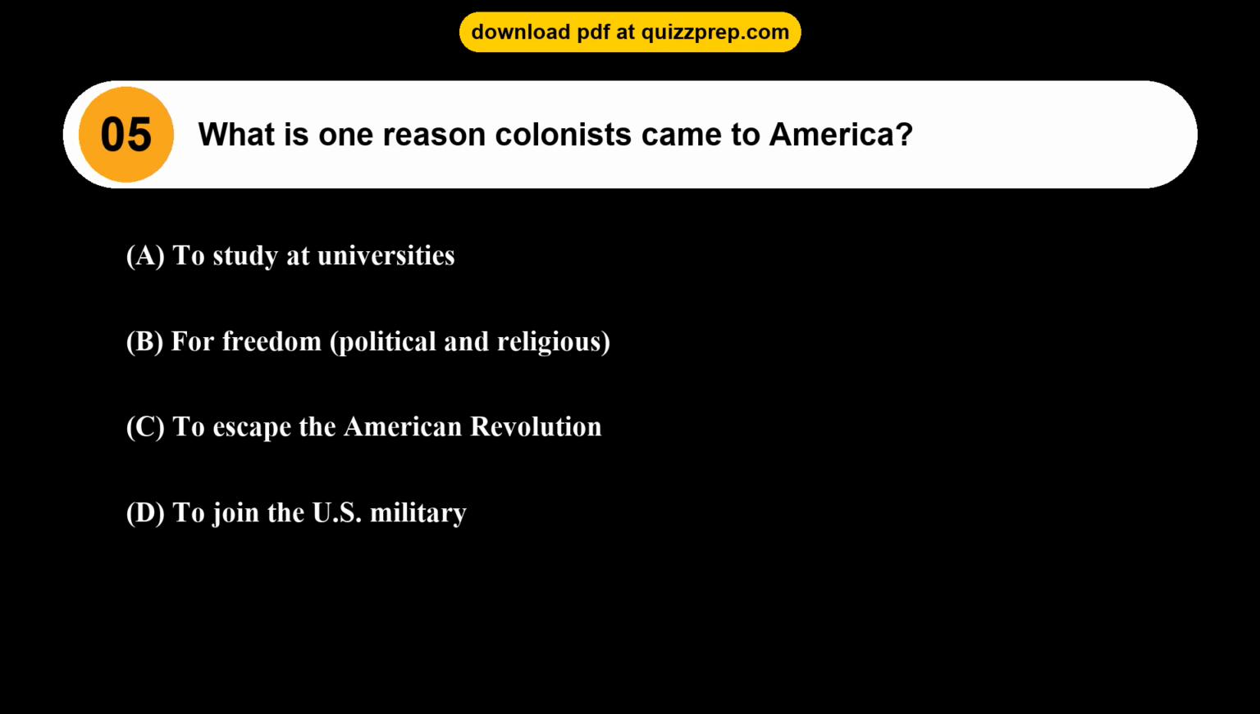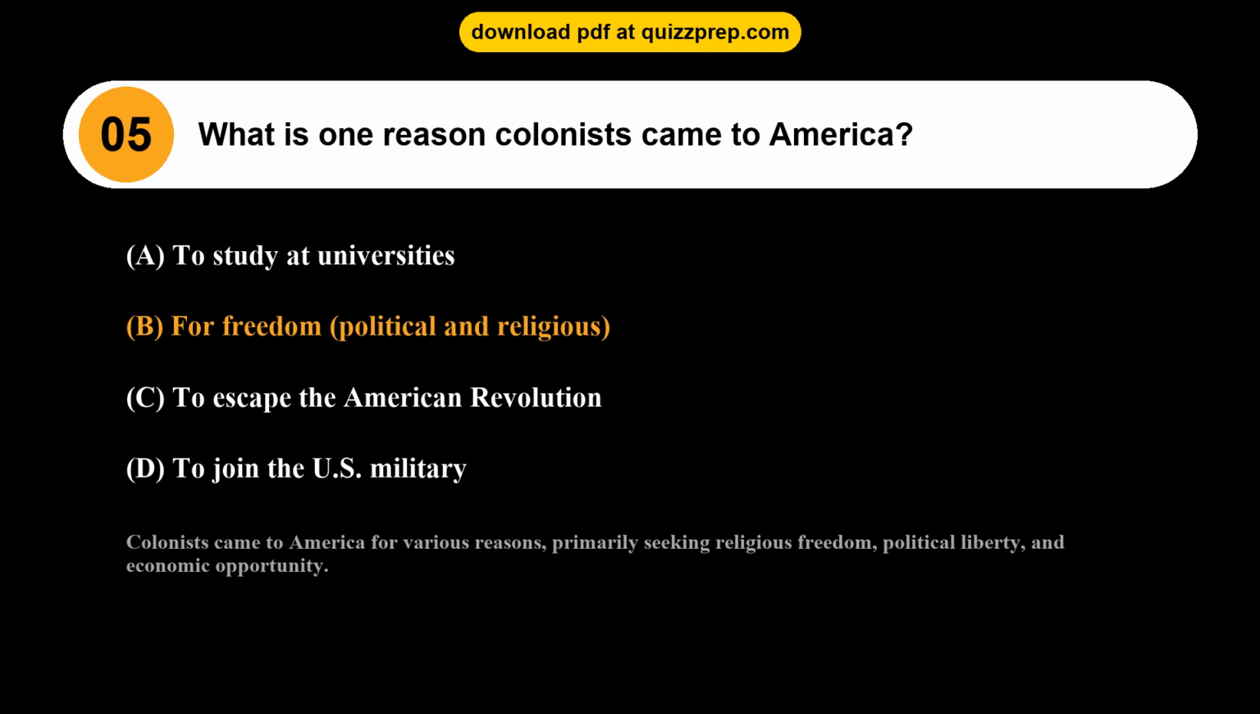Question 5. What is one reason colonists came to America? Option A, to study at universities. Option B, for freedom, political and religious. Option C, to escape the American Revolution. Option D, to join the U.S. military. The correct answer is option B, for freedom, political and religious. Colonists came to America for various reasons, primarily seeking religious freedom, political liberty, and economic opportunity.